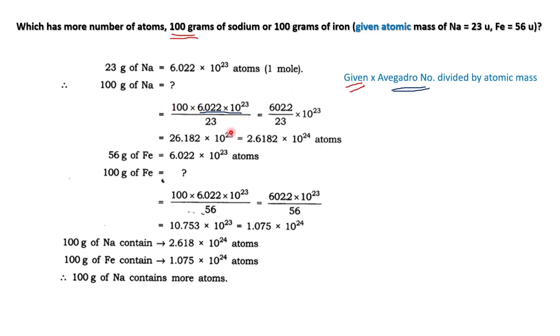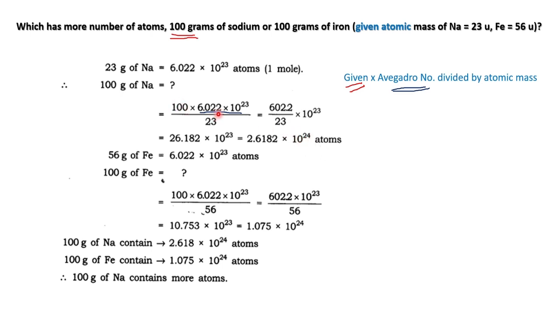Okay, if it is divided by 23, we get 2.6182 into 10 power 23. Okay, so when we write this, it is 26.182 into 10 power 23, and we write that in a single decimal, one decimal, so the power becomes 24. 2.6182 into 10 power 24 atoms. Okay, understood? How do you get this?